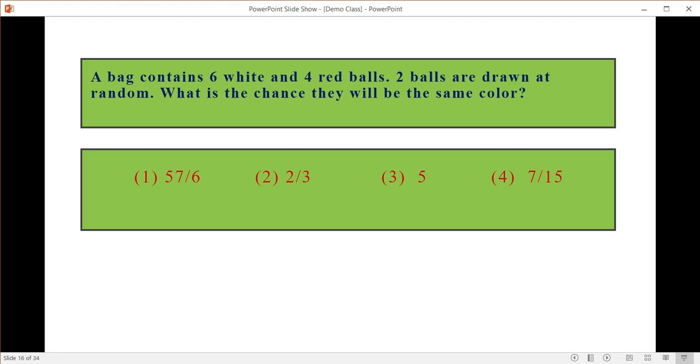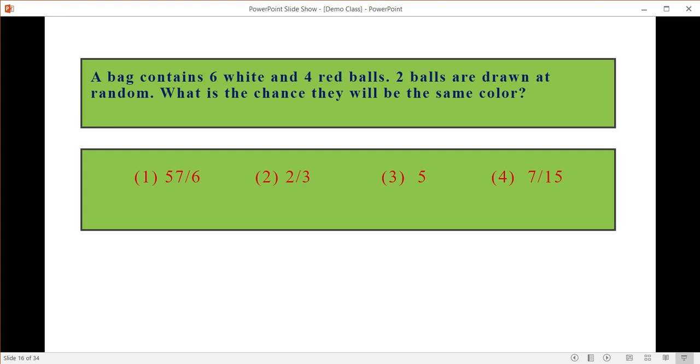So a similar question of probability: a bag contains 6 white and 4 red balls. Two balls are drawn at random. This is also a question asked in the recent exam. What is the chance they will be the same color? So one bag contains 6 white balls and 4 red balls. Two balls are drawn at random, randomly taken from the bag. What is the chance that the two balls are the same color?